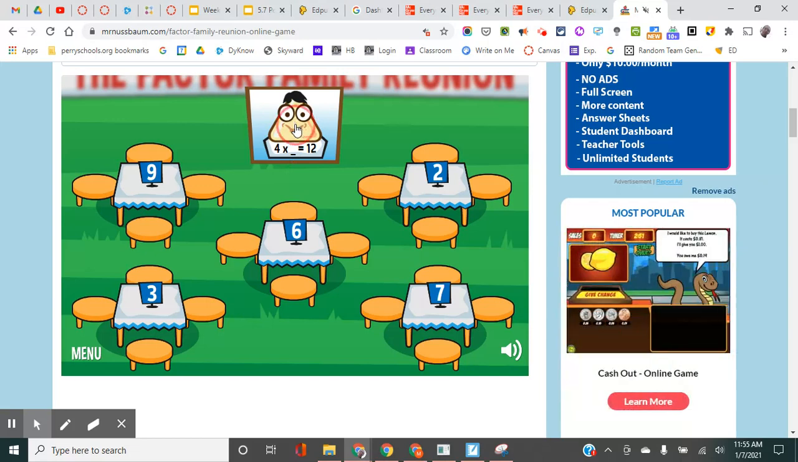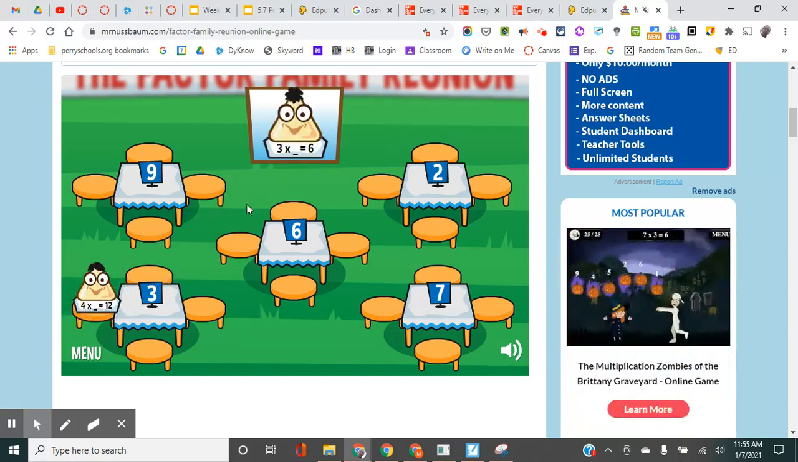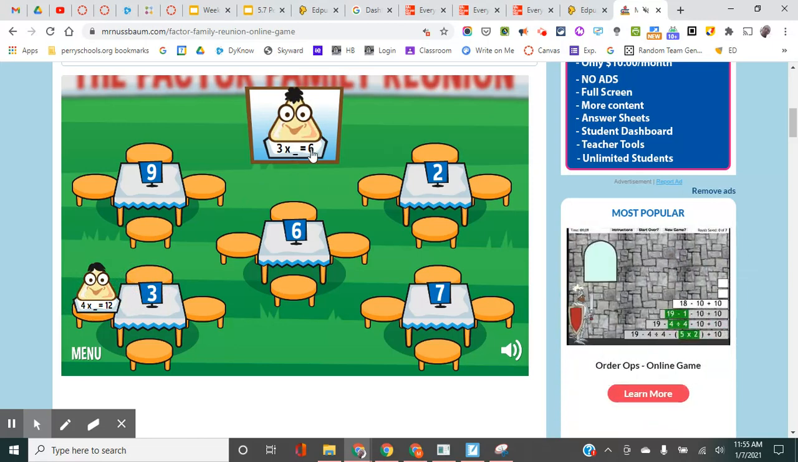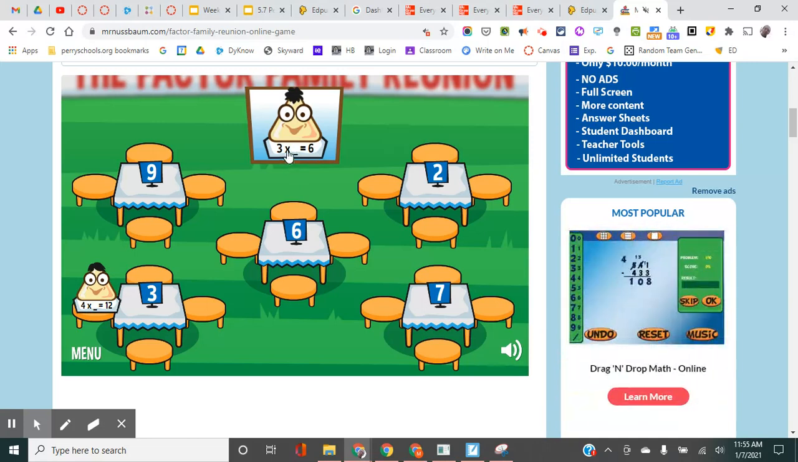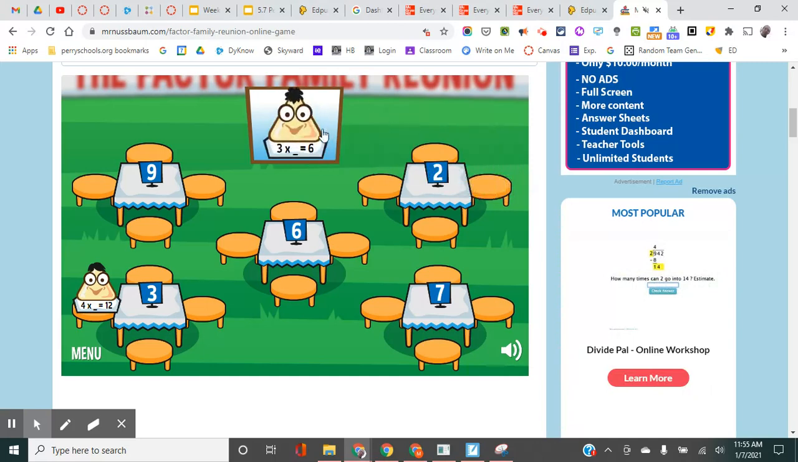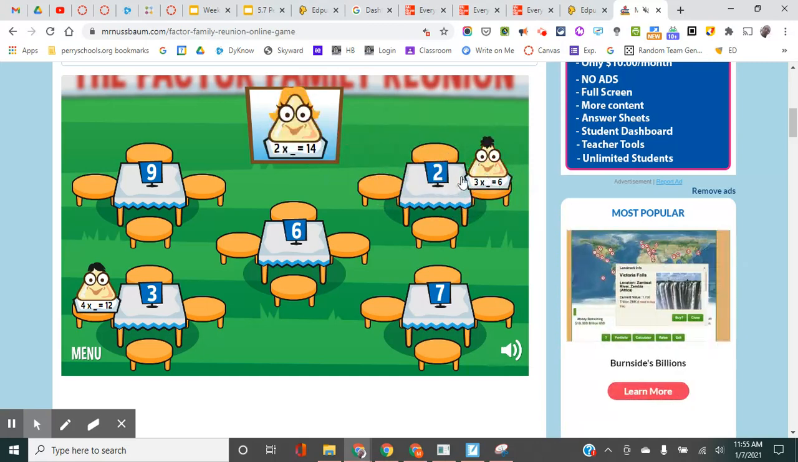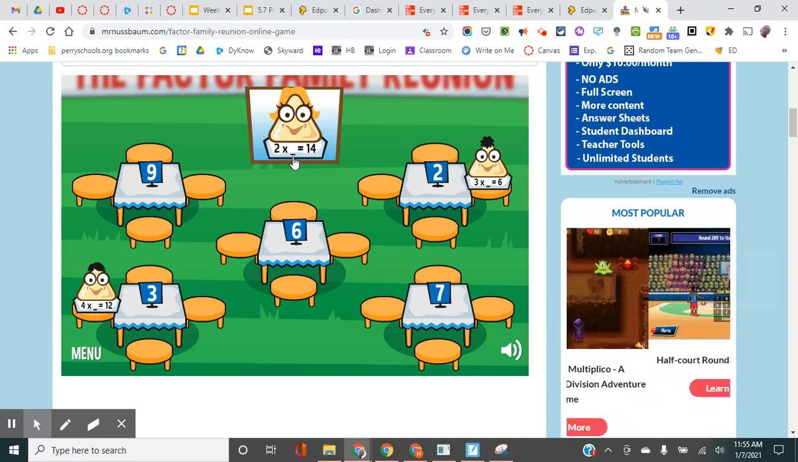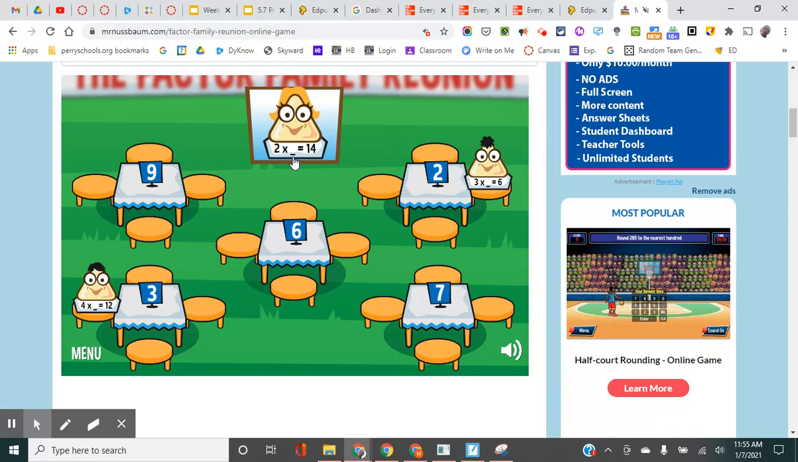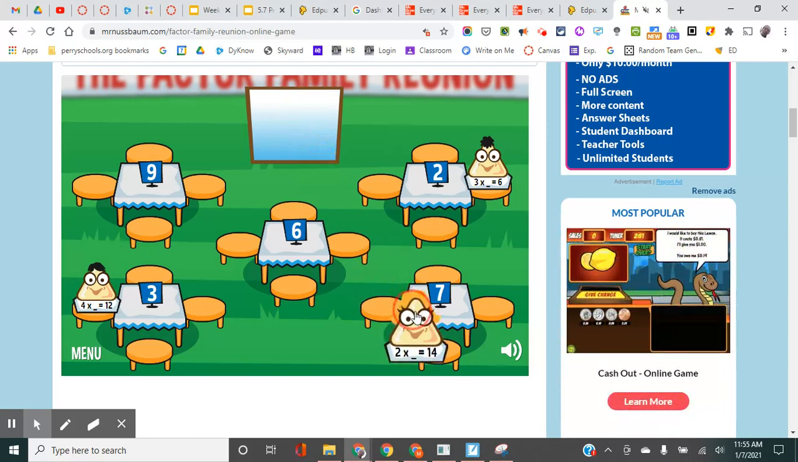So this guy comes over to this table, right? 3 times blank equals 6. Now, don't multiply those together and say that it's 18. 3 times 18 does not equal 6. 3 times 2 equals 6. And so, oh, did I miss? There we go. All right, what table does this one need to go to? 2 times what equals 14? The table with the 7s, right?